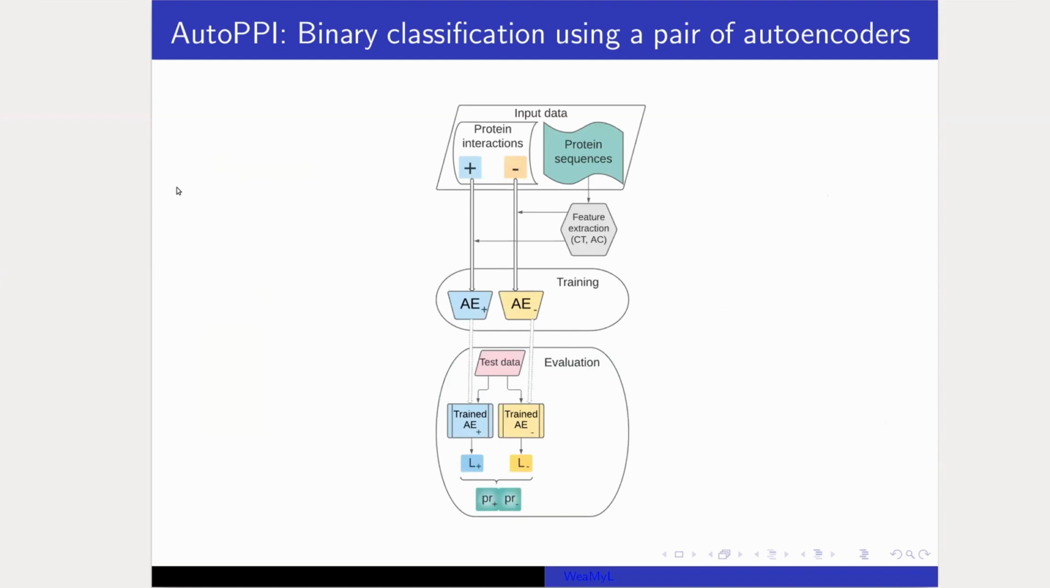This is a visual representation of the approach. So as I mentioned, we have a set of protein interactions, which are pairs of proteins, which we can split into positive and negative ones. And we further train a dedicated autoencoder on each of the two classes. And during the evaluation phase, we can pass the testing sample through the two models, and we can compute the probability of belonging to one class or the other using the losses obtained by the two models on that testing sample.